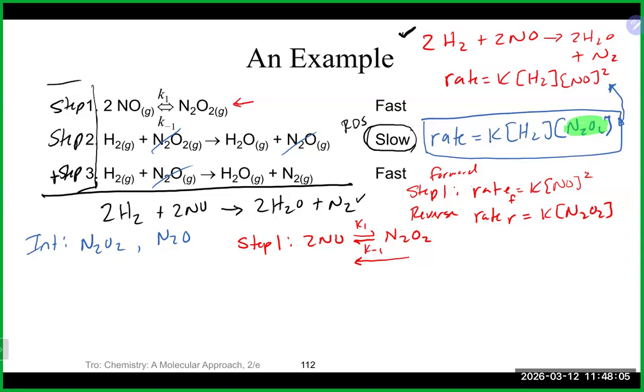Any questions on that there? Yeah, so this is still elementary steps. So again, this is the only place in kinetics where we can use the coefficient as the exponent. So that is where the coefficient came from with the square. Yeah. Other questions?